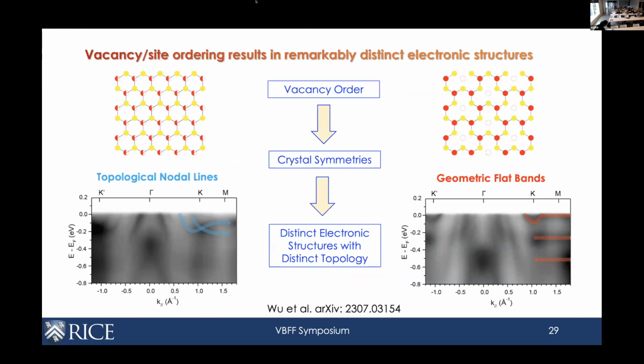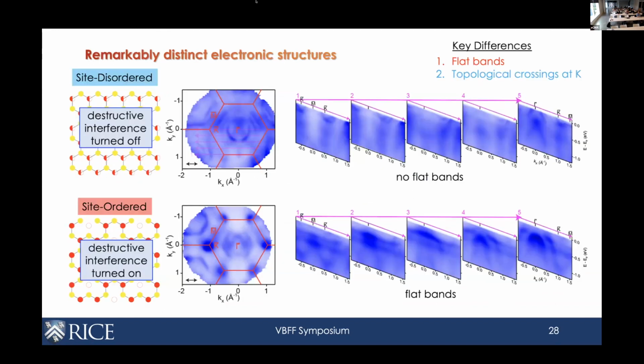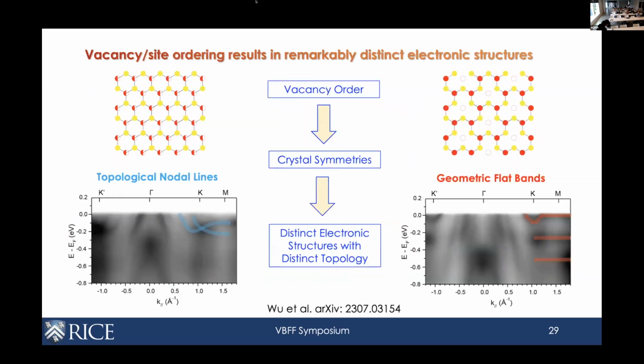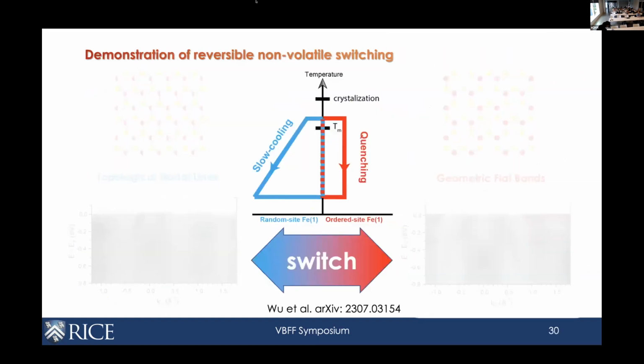Okay, so then we can understand why we can only see this flat band in this bottom case, because this is the only case where you can see the destructive interference. When you don't have this vacancy ordering, that destructive interference is turned off, and therefore we don't see the flat bands in that case anymore. So this is a very cool case where you can directly see the effect of destructive interference in the same crystal.